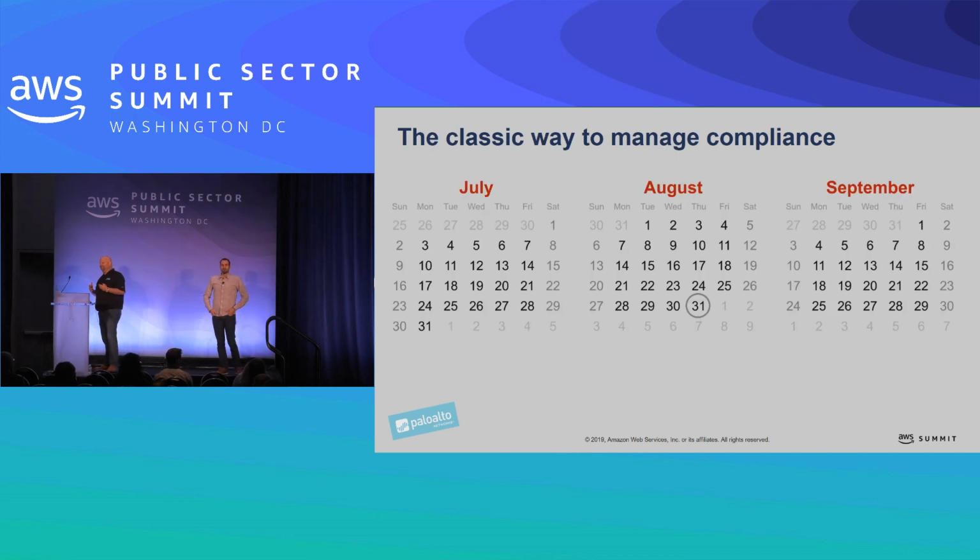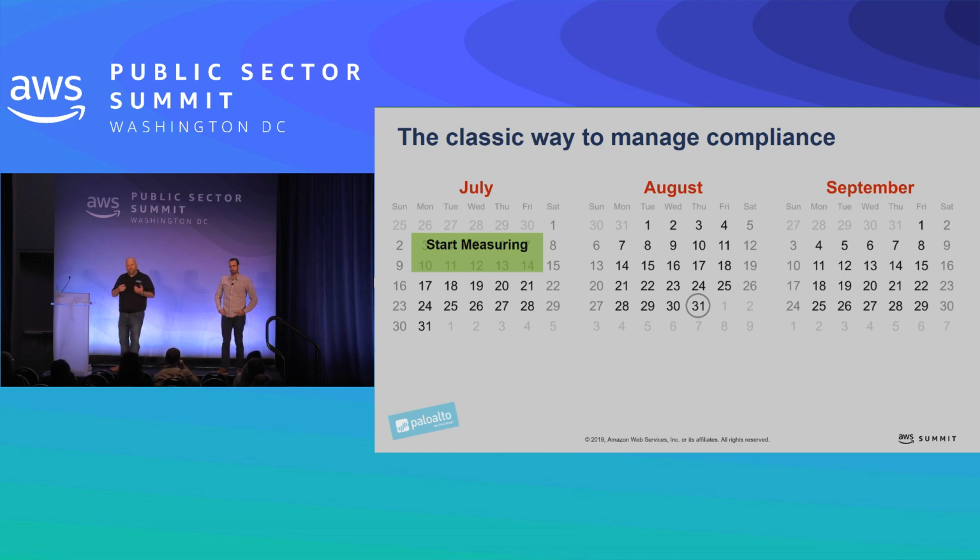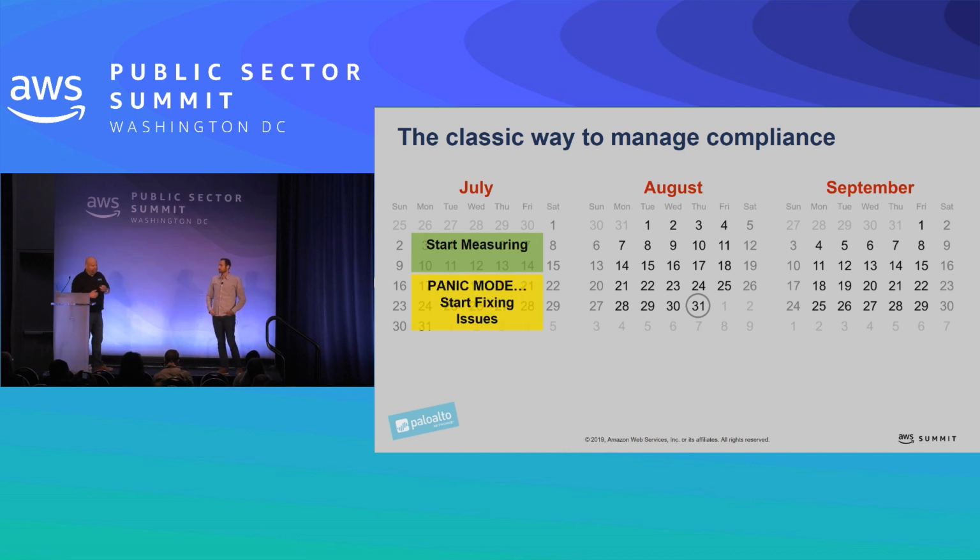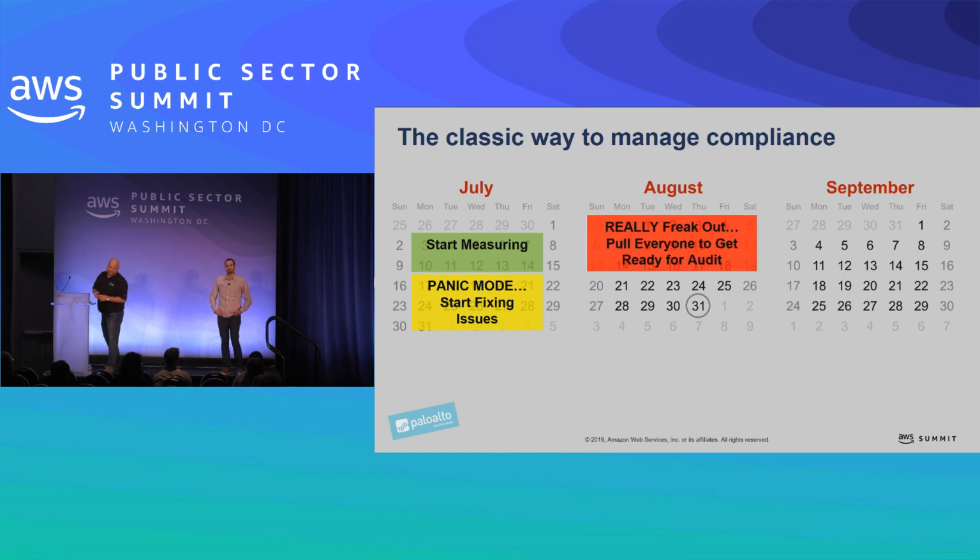So let's take a look at the classic way that we've all probably managed compliance at some point, right? Most organizations kind of start measuring mid-summertime, knowing that their audits are coming in August and September. So they're going to start measuring in the July timeframe. Then you kind of start to see a little bit of panic starting to sink in, right? We got to start fixing these issues. We know we have issues here. We know we have issues there. Let's start fixing them. August rolls around. Now it's time to really start freaking out, right?